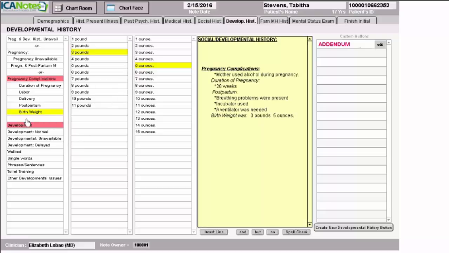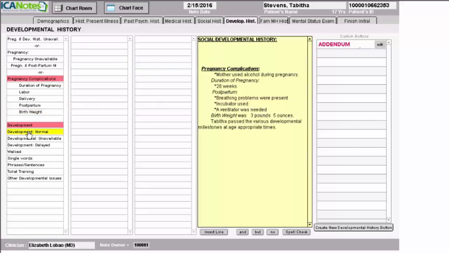Now we can come down here and talk about her developmental assessment. If it was normal, you could click here. Tabitha passed various developmental milestones at age-appropriate times. Or you could come down here in detail and say she was delayed in when she walked or started using single words or phrases or sentences, or with toilet training.